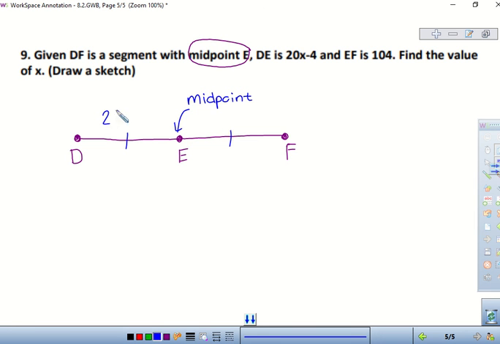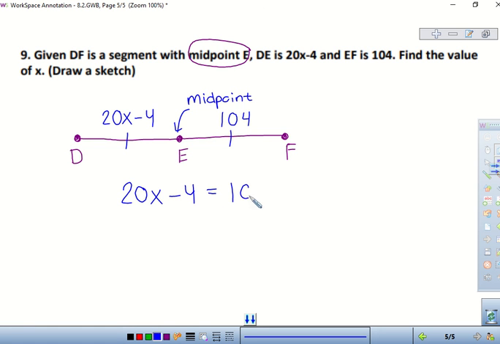So DE is equal to 20x minus 4, and underneath goes 104. That's what we have so far, but we don't really know what x is equal to, which is what they asked. Any ideas on what I can do with these two expressions? We know that they're equal. If two things are equal, we can put an equal sign between them. We can set them equal to each other because they are equal.